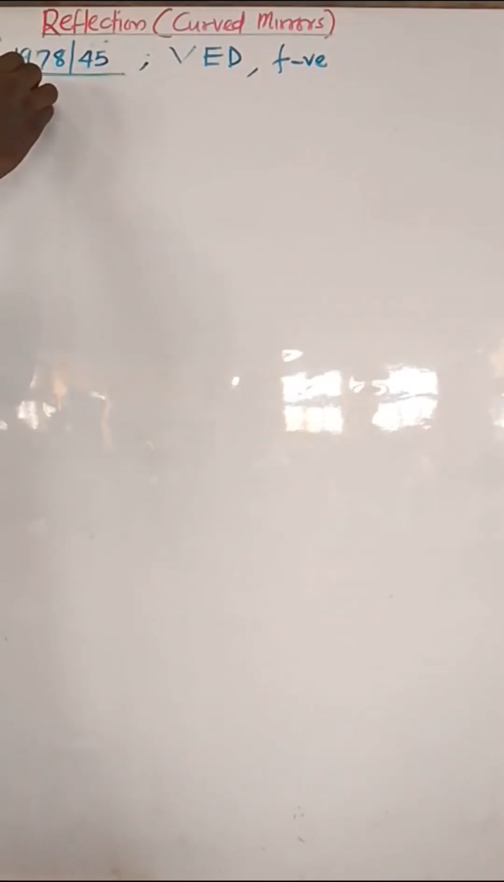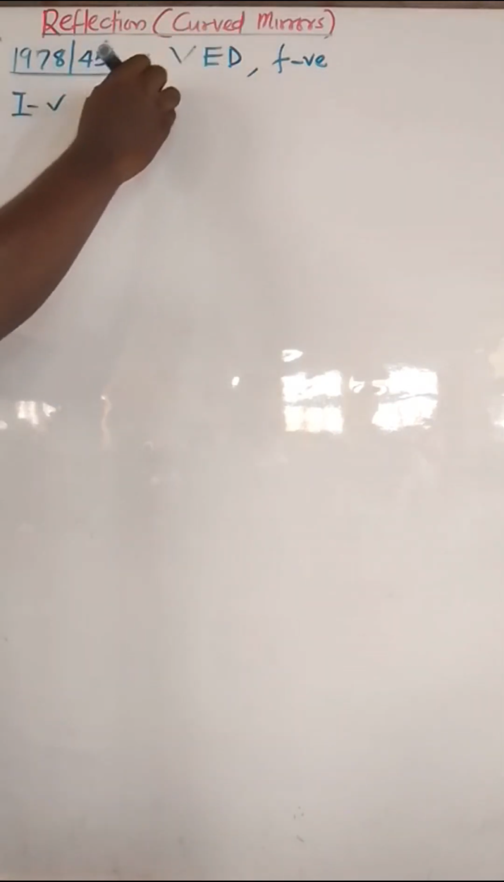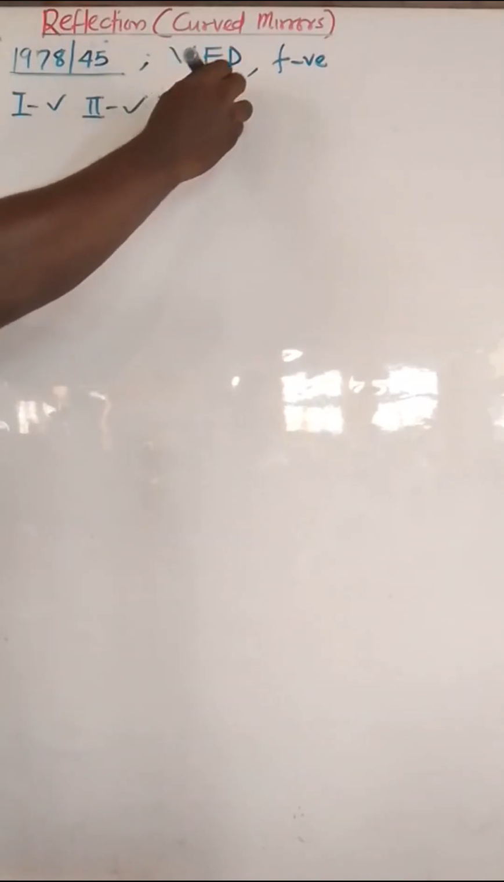Now, what's the question? The image is always virtual. Yes, always virtual, correct. The image is always erect. Always erect, correct. The image is never magnified. Yes, never magnified, it's always diminished, correct.